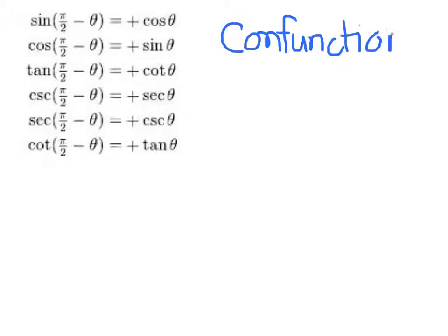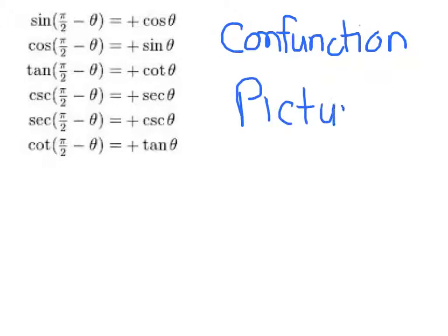Okay, this next set of identities are called the co-function identities, and I recommend also not memorizing them. There's too much stuff to memorize in this chapter. It'll just make your brain hurt. So the co-function identities, don't memorize, think of the picture.